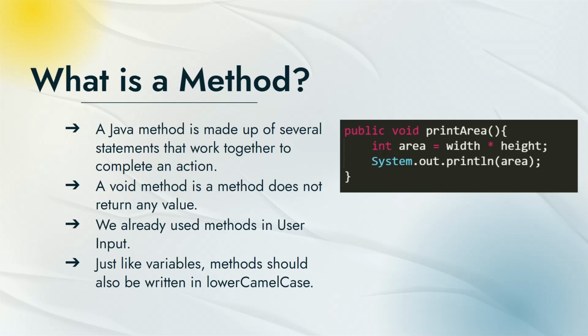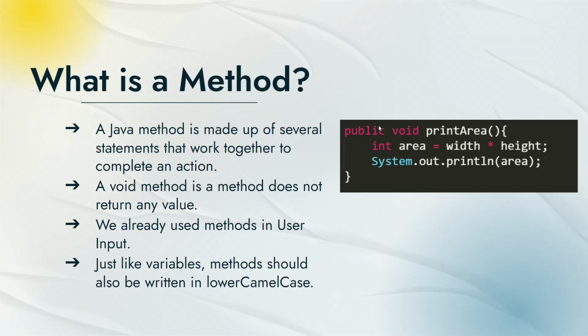Well, there are also methods with a return type, but we will be looking at those very soon, in the next couple of slides. So you may remember user input, and we've already used methods in user input. Those are methods that were already in the Scanner library. If you remember, we did input.nextLine, input.nextDouble, and input.nextInt. Those are all methods that we used. However, now we'll be looking at how we create methods. Just like variables, methods should also be written in lower camel case, which is just good naming practice.